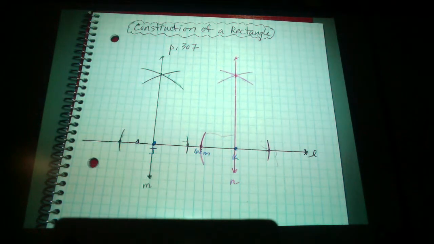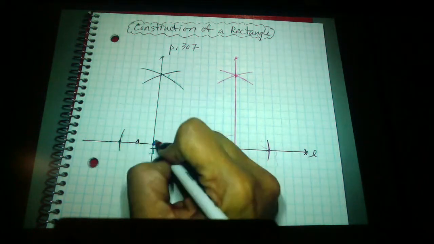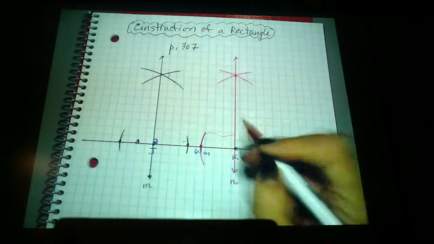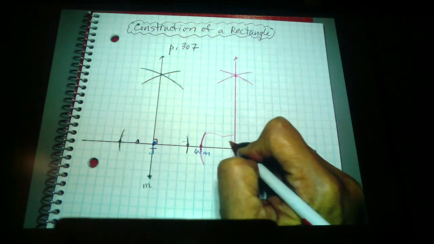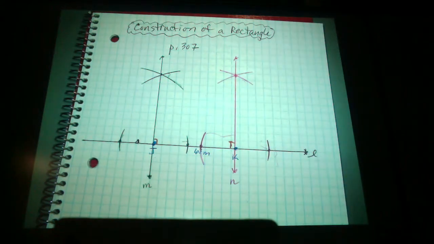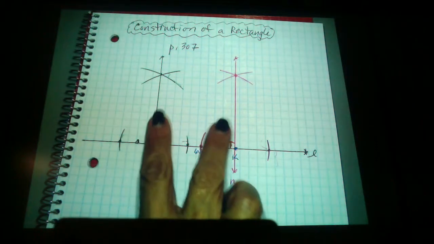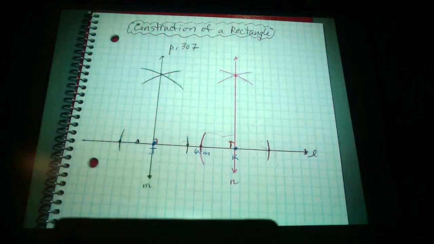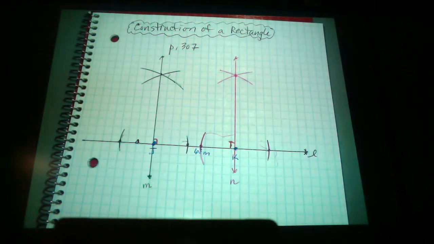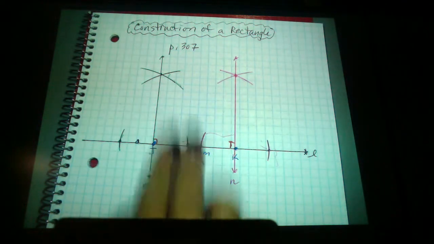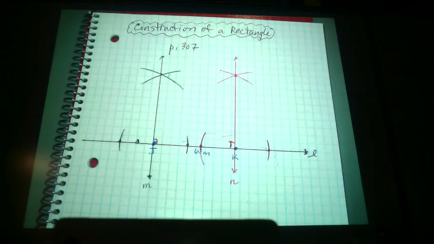So now I have two perpendicular lines to line L, right? Those are two right angles. So if two lines are perpendicular to the same line, what can you conclude about those two lines? Parallel. They're parallel, thank you. Right? So I have opposite sides that are parallel right there. I have to create the same thing with another opposite side here. So now we are finished with step 1.